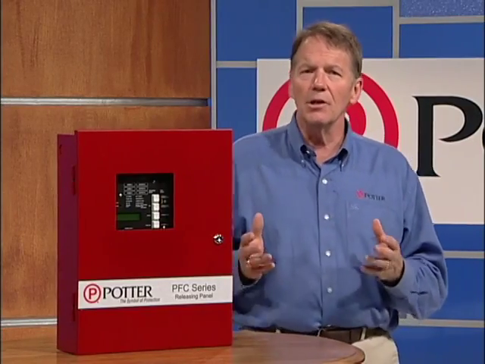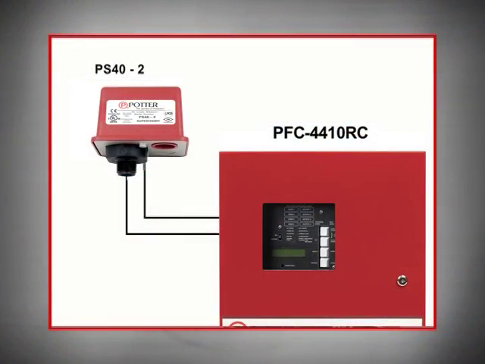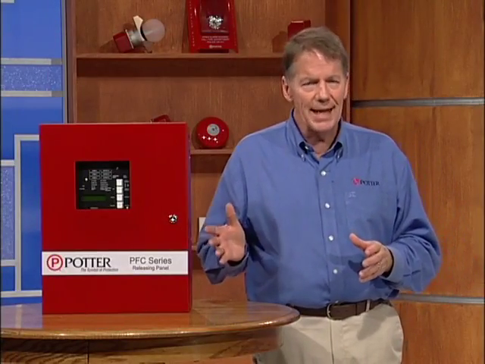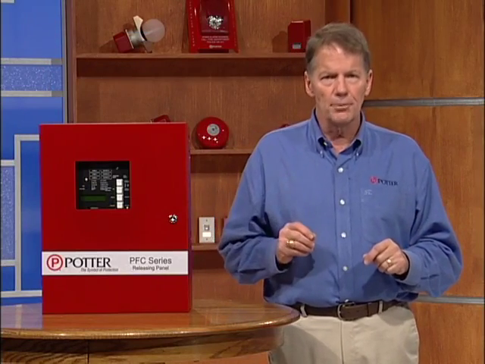In the past, a low air pressure switch with two contacts, such as a PS40-2, had to perform two functions on the double interlock system. One contact on the switch had to be wired to the supervisory zone on the releasing panel, while the second contact had to be wired to the alarm zone. Now, the PFC 4410RC only needs this single low air input.